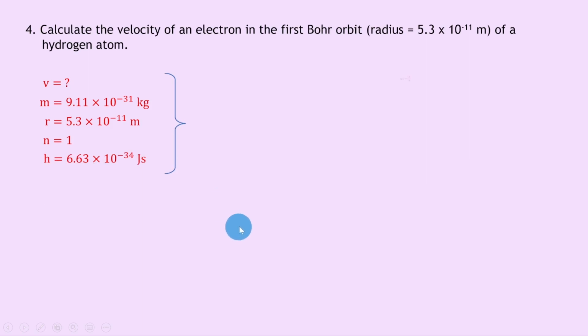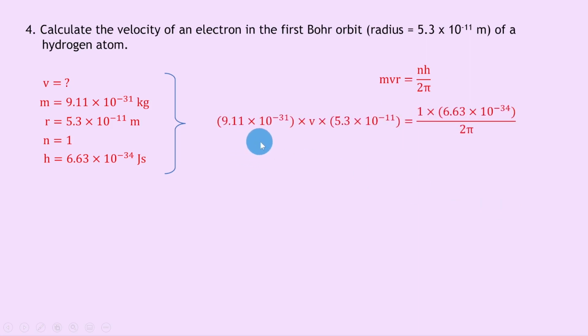So writing down our equation, we have mvr equals nh over 2 pi. Remember, we're trying to calculate v, so let's just sub in the numbers and then try and find v on its own. So we've got 9.11 times 10 to the minus 31 times v times 5.3 times 10 to the minus 11 is equal to 1 times 6.63 times 10 to the minus 34 over 2 pi. So I would do the right hand side in your calculator first and then divide by this term times this term to get v on its own. And if you put that into your calculator, you should get an answer of v equals 2.2 times 10 to the 6 meters per second.